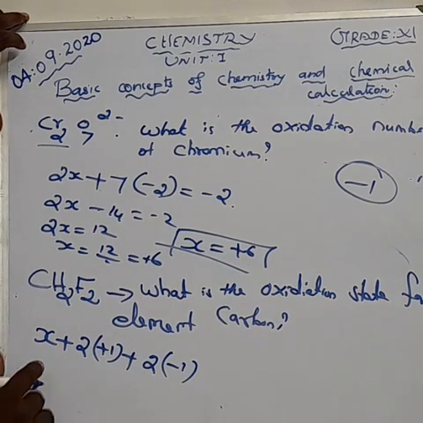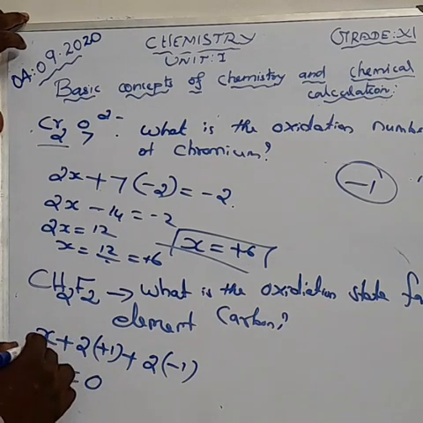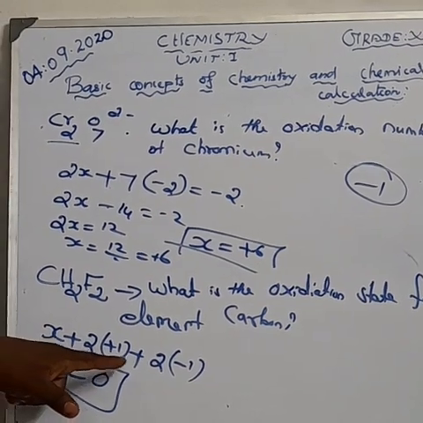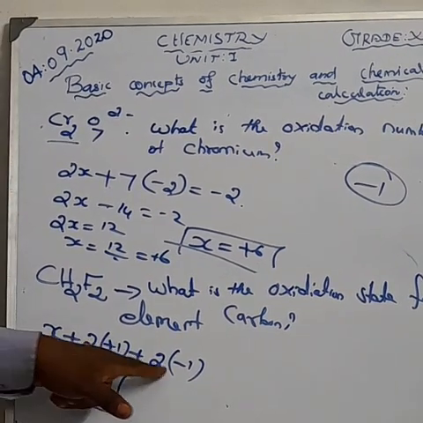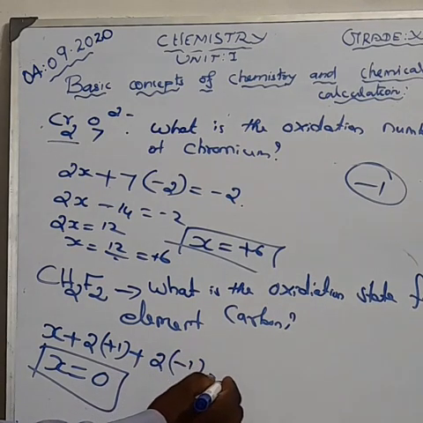So what's the answer? What is x? We have calculated x is equal to 0. Because here we get 2, here also 2, and then we get 0. Okay, x is 0 here.